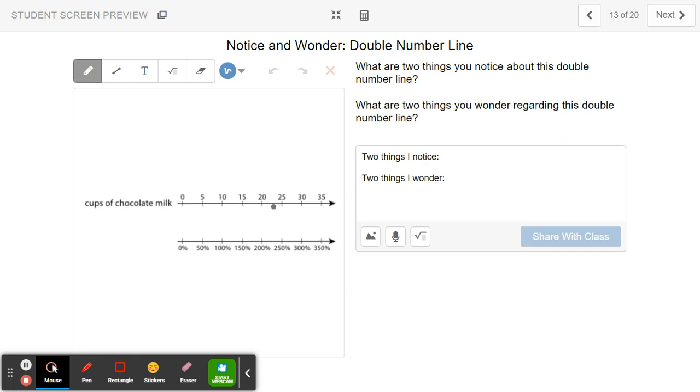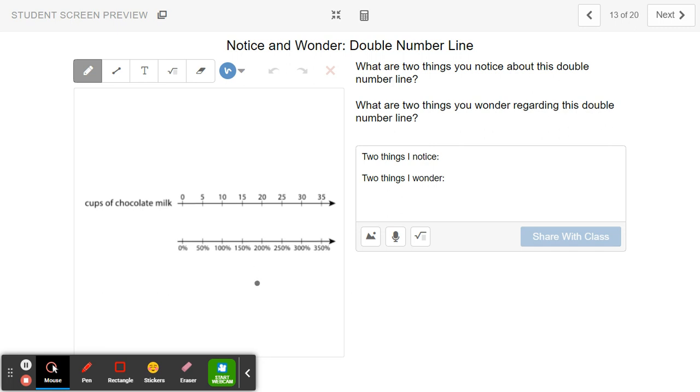So what are some things you notice and what are some things you wonder about these two double number lines? You could have chosen any things that you wanted to, but here are some things that my students in the past have seen when looking at these number lines. The first thing is that this first line on top represents the cups of chocolate milk, and then this one down here actually doesn't have a label. So that's a wonder that I normally get: I wonder why there's no label down here.